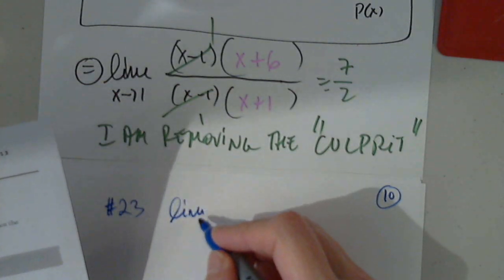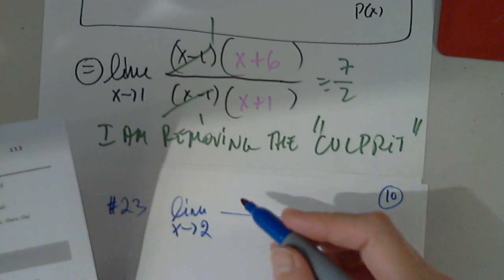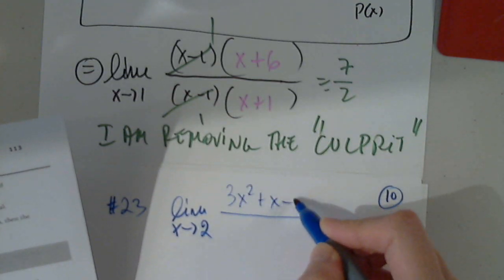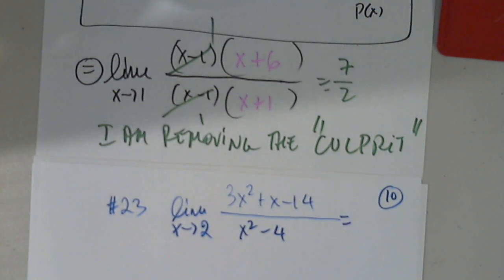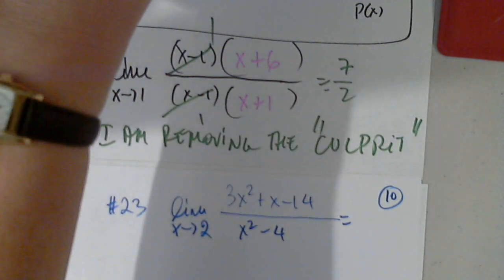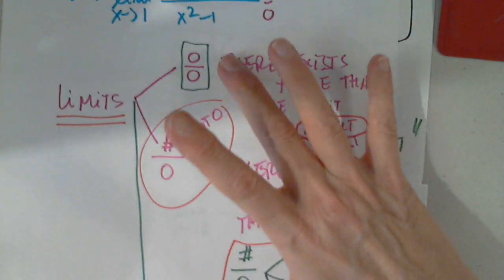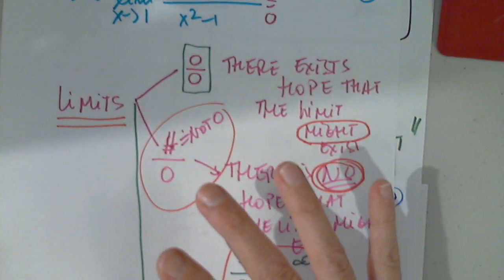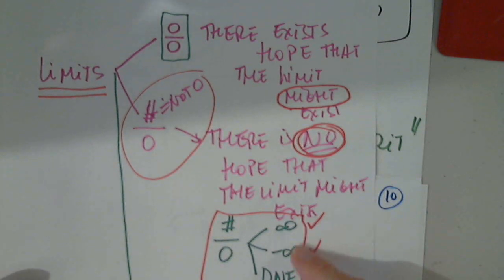We have the limit as x approaches 2 from either side of (3x squared plus x minus 14) over (x squared minus 4). First, I have to check. Why do I need to check? I always plug it in, because I don't know if it's an indeterminate case or if it's no hope. And then I'm looking for this.